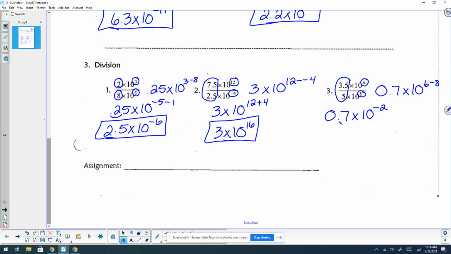At this point, I need to move one place to the right. When I move one place to the right, I'll subtract 1. So I end up with 7 times 10 to the negative 3rd.